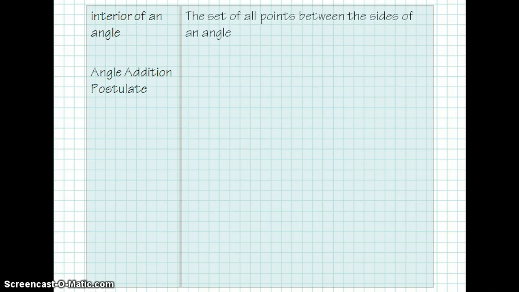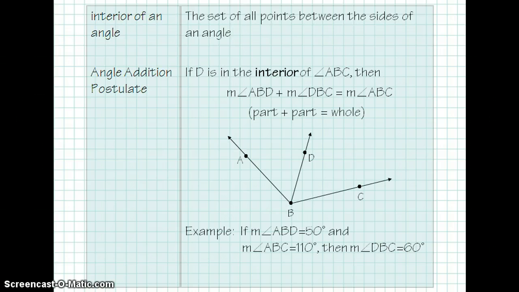When we talk about angles, we have what are called the interior and the exterior. I'm specifically working here about the interior of an angle, which is the set of all points between the sides of an angle. If I've got a point in the interior of an angle, that actually leads me to my angle addition postulate, which essentially, just like the segment addition postulate, says that the part plus the part is equal to the whole.